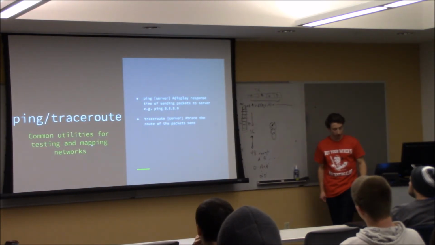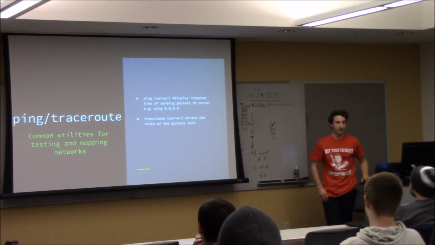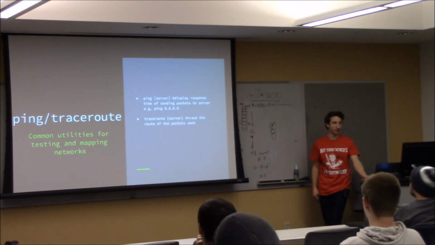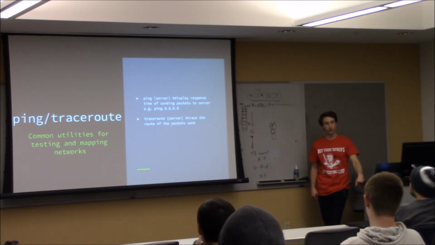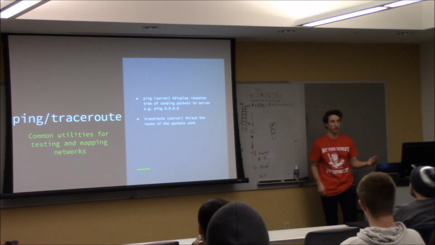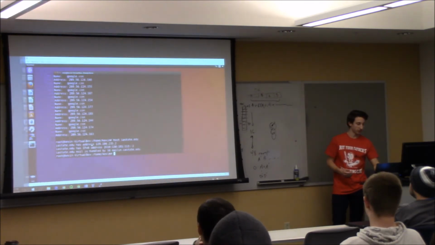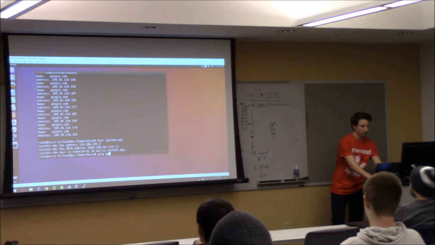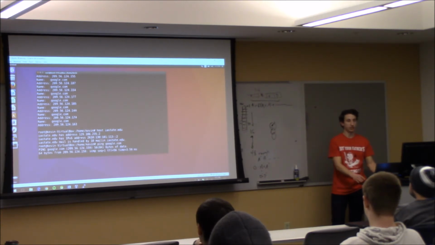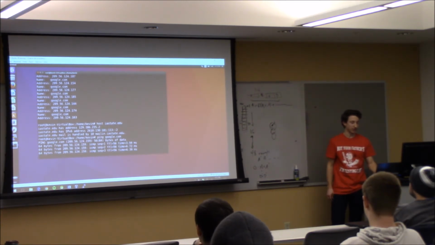Ping and Traceroute are also really good for testing to see if you're actually connected to a network, or to trace where routes are going, or where something's actually going when you send it. So if you just do ping google.com, this is a good test to see if you're actually connected to the internet. And you can see that it's going through and coming back, so it is connected.